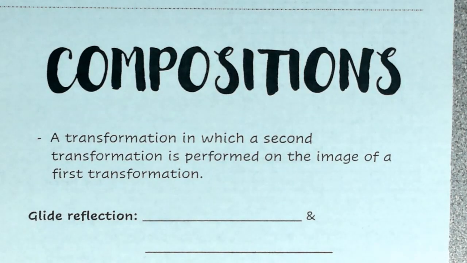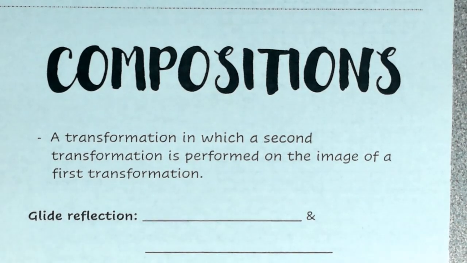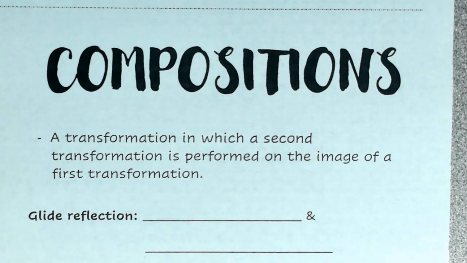All right. So, a composition. Compositions are a transformation in which a second transformation is performed on the image of a first transformation. Meaning, instead of just translating, we might translate and rotate, or translate and reflect, or I might dilate and translate, or something like that. It's doing two of them.